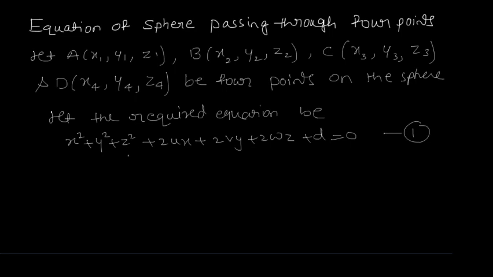So as this equation 1 passes through 4 points, it passes through the points A, B, C, D. That means these points x1, y1, z1 satisfy equation 1. And similarly, the other 3 points, x2, y2, z2, x3, y3, z3, then x4, y4, z4, are also going to satisfy the given equation 1 because it passes through the 4 points.